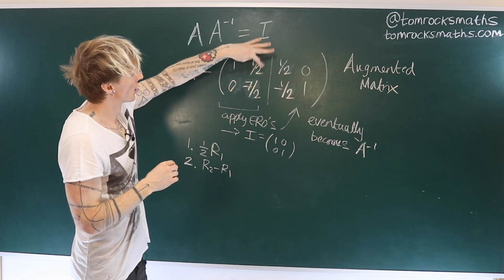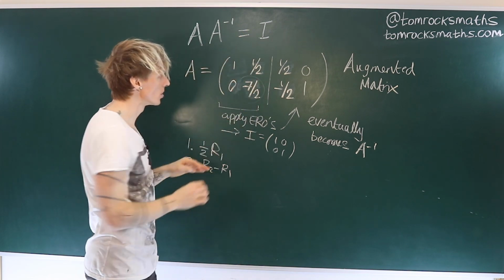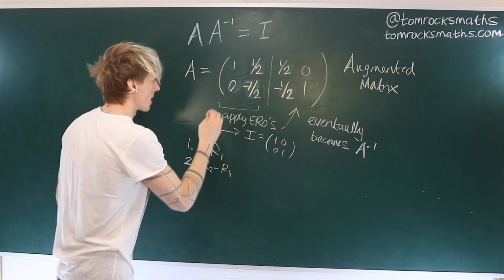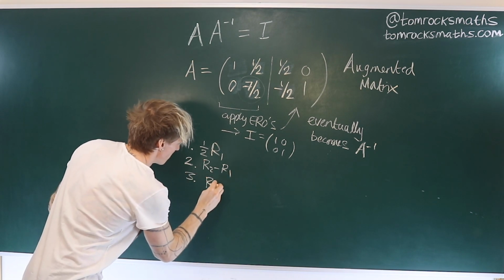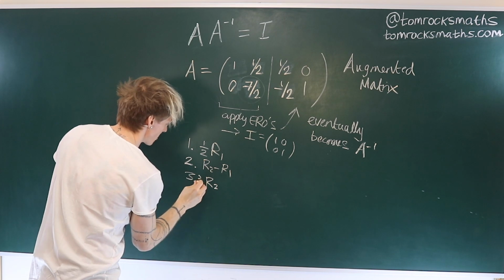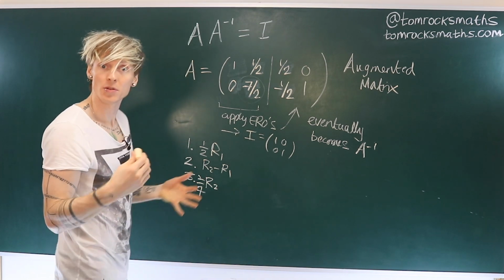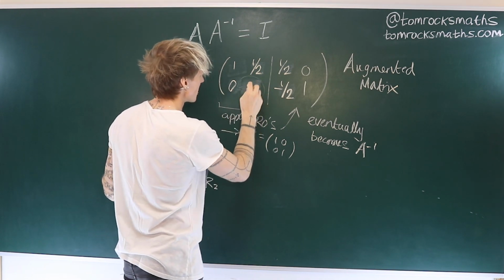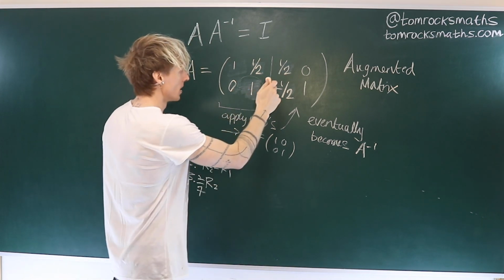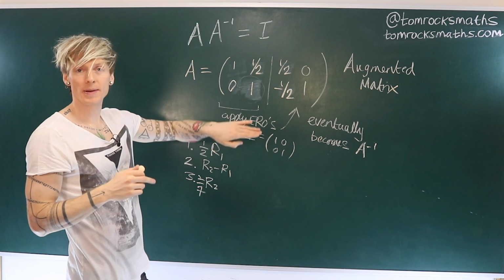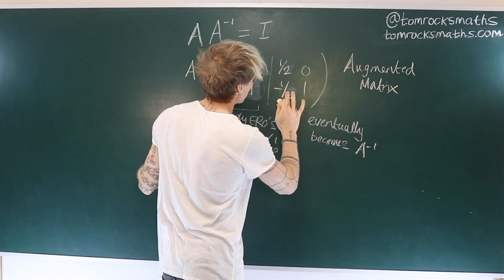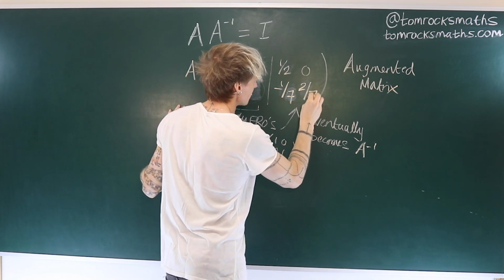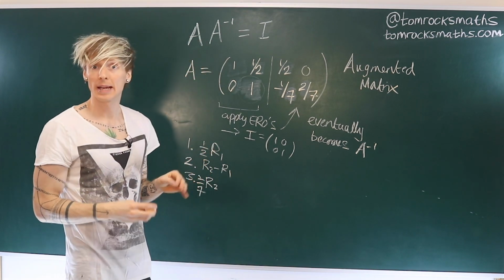Next, we want to make this entry, the 2, 2 entry, a 1. So that means multiplying row 2 by 2 over 7. So we need to do 2/7 times row 2. So 0 times 2/7 is 0. 7 over 2 times 2 over 7, that was designed to give us exactly 1. Then 2/7 here, so we've got a minus 2 divided by 2, that's 1, so that's going to be now a minus 1/7. And then 1 times 2/7, well, that's just 2/7. Okay, looking good so far.